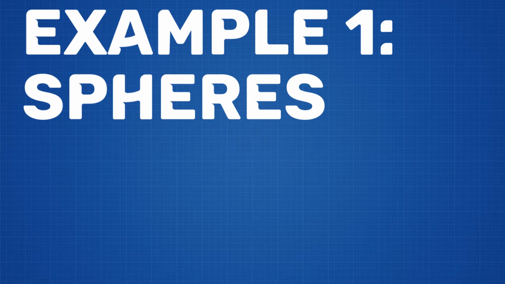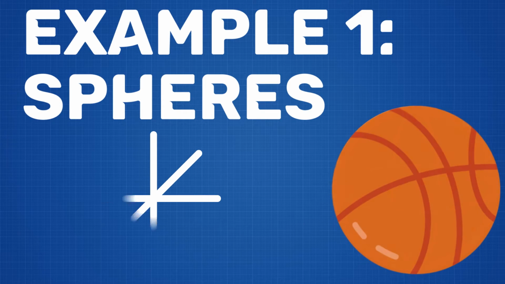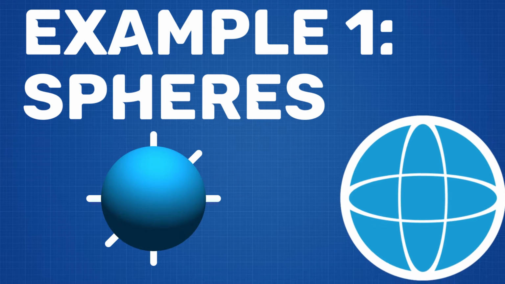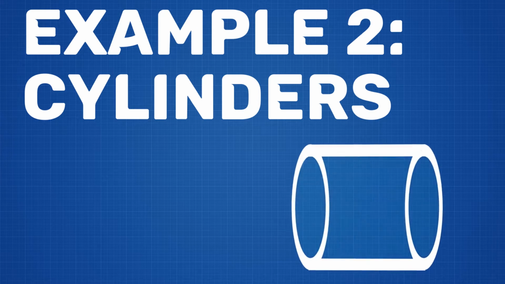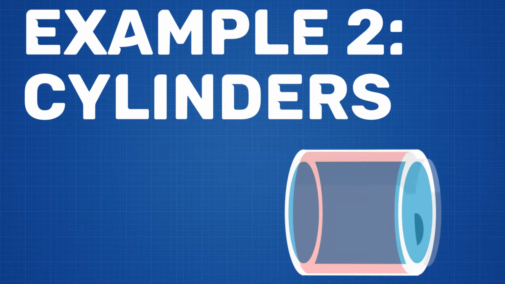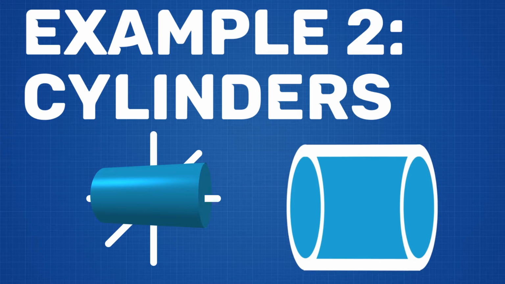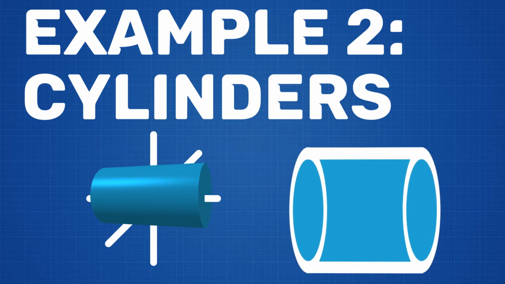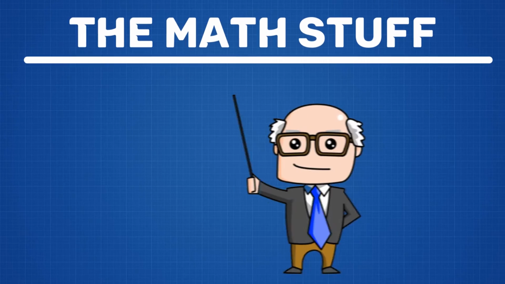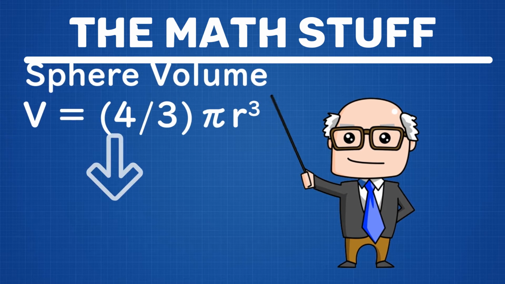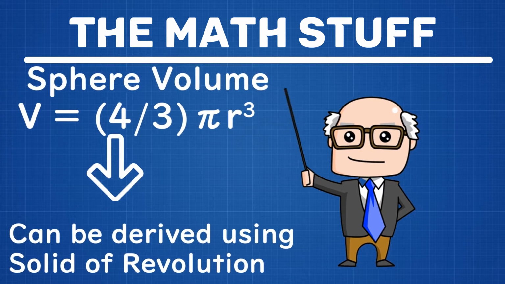Let's take a look at a sphere, or perhaps a basketball. This shape is essentially a semicircle that is rotated around an axis. The same goes for a cylinder or a pop can. In this case, the form can be constructed by rotating a two-dimensional rectangle around a horizontal axis to create a three-dimensional form. We already know simple formulas that tell us the volume of these shapes. In fact, we can even derive these formulas using this method.